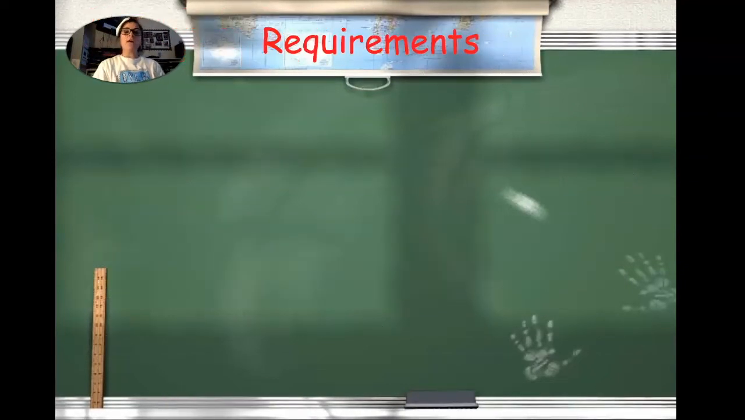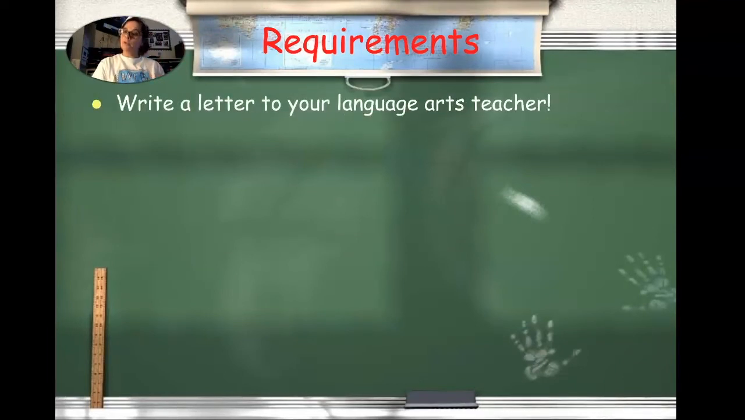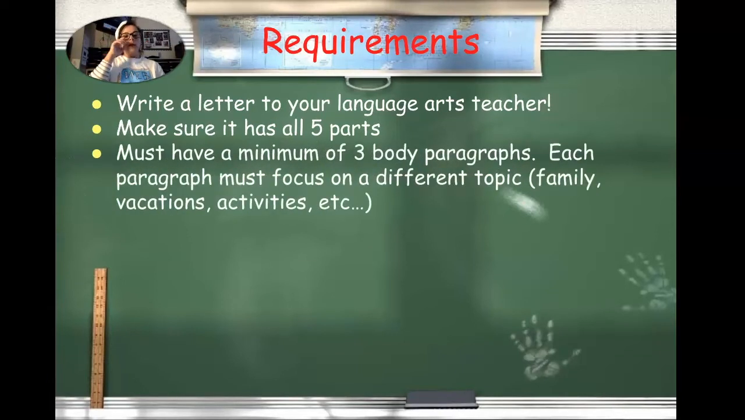Yay. Okay, here's the requirements of your friendly letter assignment. So you're going to write it to your language arts teacher. You have to make sure it has all 5 parts that I just showed you. You're going to make sure that you have a minimum of 3 paragraphs. And the way we're going to write this letter is each paragraph is going to have a different focus.